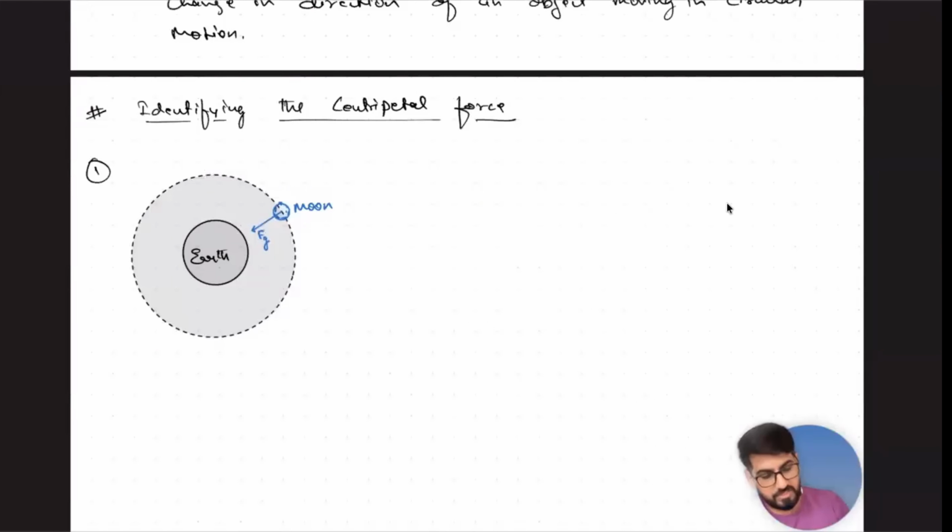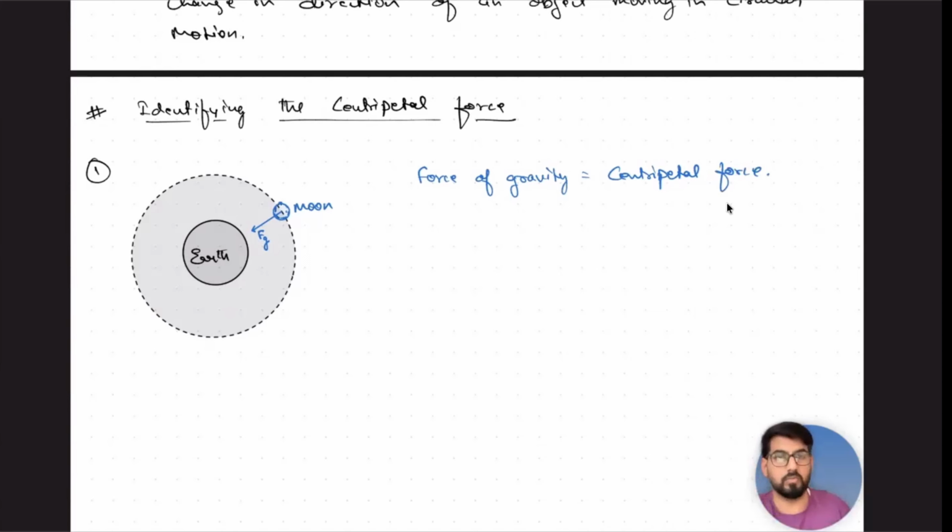But Fg, or you can say the force of gravity, is my centripetal force. We will learn about the gravitational force between the Earth and the Moon, but just to write it down: mass of the planet Earth, mass of the Moon, divided by r square. R is the distance between the Earth and the Moon from their centers. We will learn this in unit D.1, so don't worry about it.